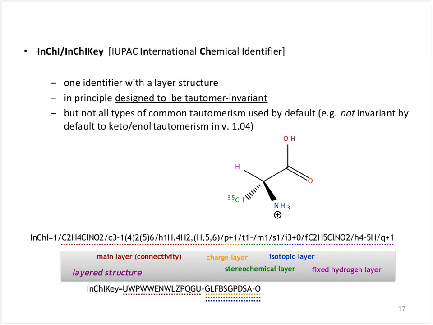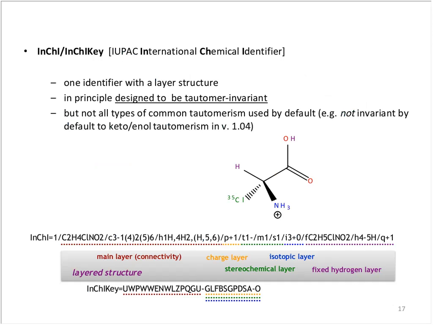InChI, the IUPAC International Chemical Identifier, is the most popular identifier in the community, and it has a layered structure. These layers carry different information regarding the molecule, like the connectivity information, charge, stereochemistry, isotope, and fixed hydrogen layers. It was introduced so that it can take care of tautomers. But actually, it does not take care of all kinds of tautomers, so that is a problem in this version.